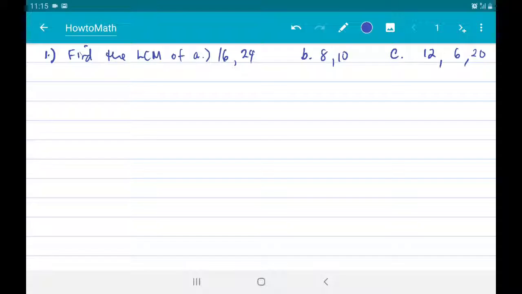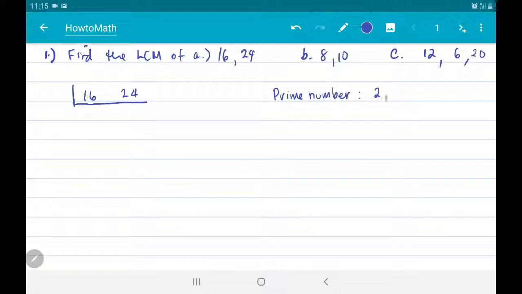Let's find the LCM of 16 and 24. So we have 16 and 24, and using the ladder method, draw an L-shaped figure. Okay, so we divide 16 and 24 by the smallest prime numbers. And just to review, prime numbers are numbers that are only divisible by 1 and itself.